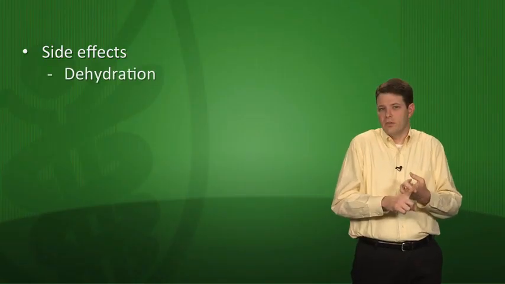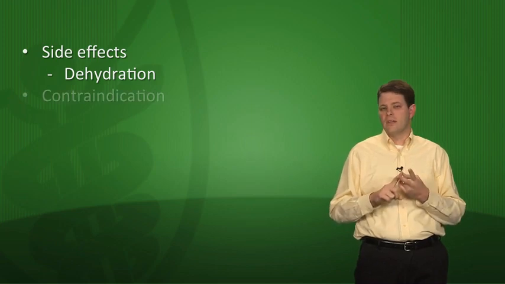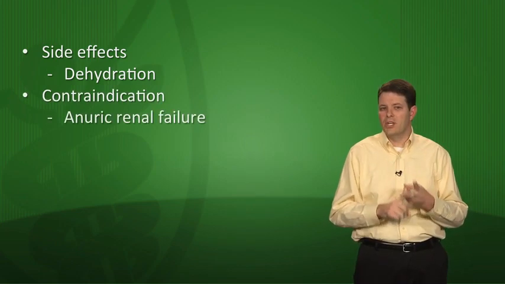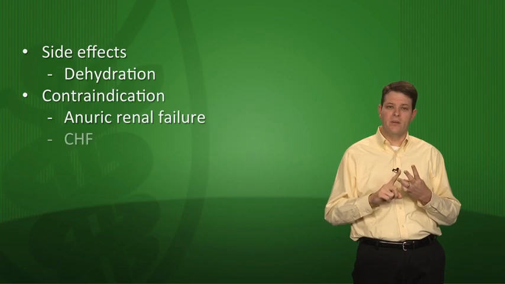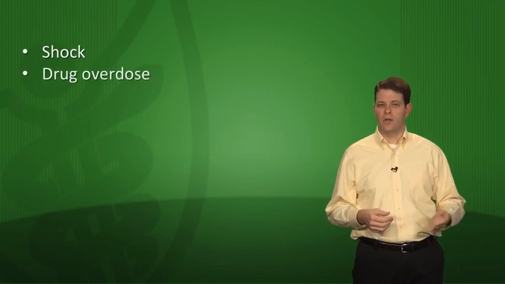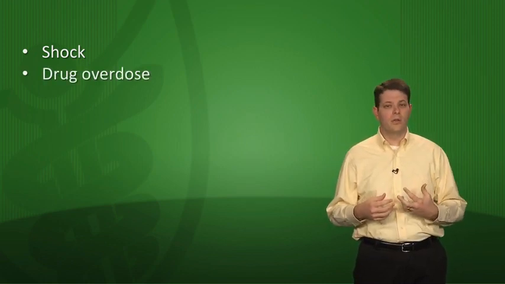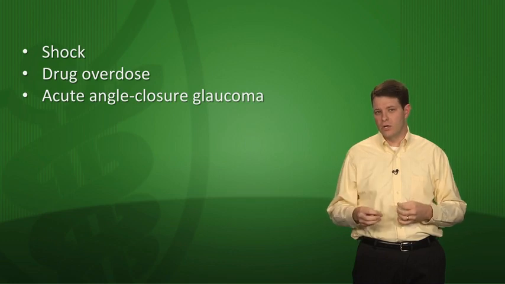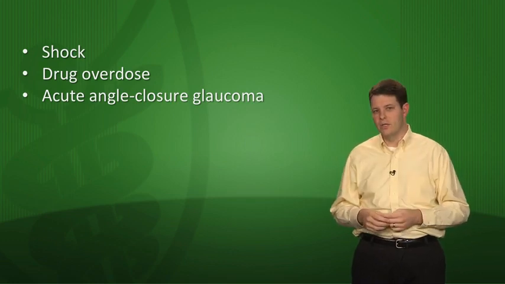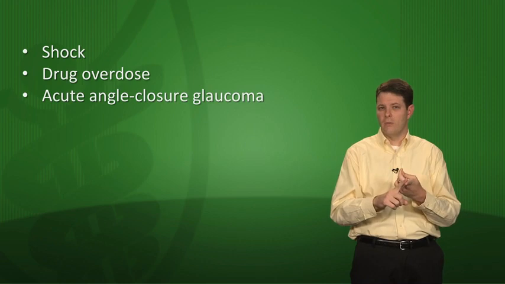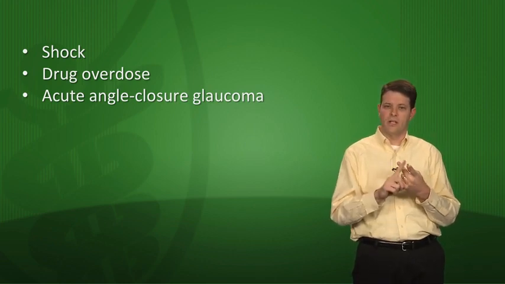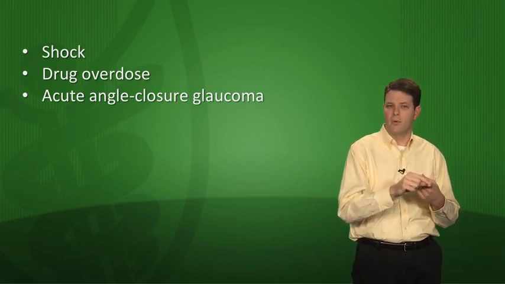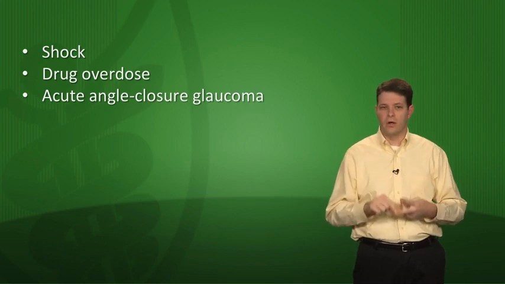Now, in terms of side effects, mannitol can cause dehydration because you're losing free water. And it's contraindicated in patients with anuric renal failure and in patients who have congestive heart failure. Now, we don't really use mannitol very often. Occasionally, you're going to see it used to treat shock or to treat drug overdoses. Sometimes we use it to lower intraocular pressure in patients with acute angle closure glaucoma. So remember, there are two diuretics that can be used to treat glaucoma. One of them is acetazolamide. The other one's mannitol. So we just mentioned acetazolamide can be used to treat chronic glaucoma, but mannitol is used for acute glaucoma.